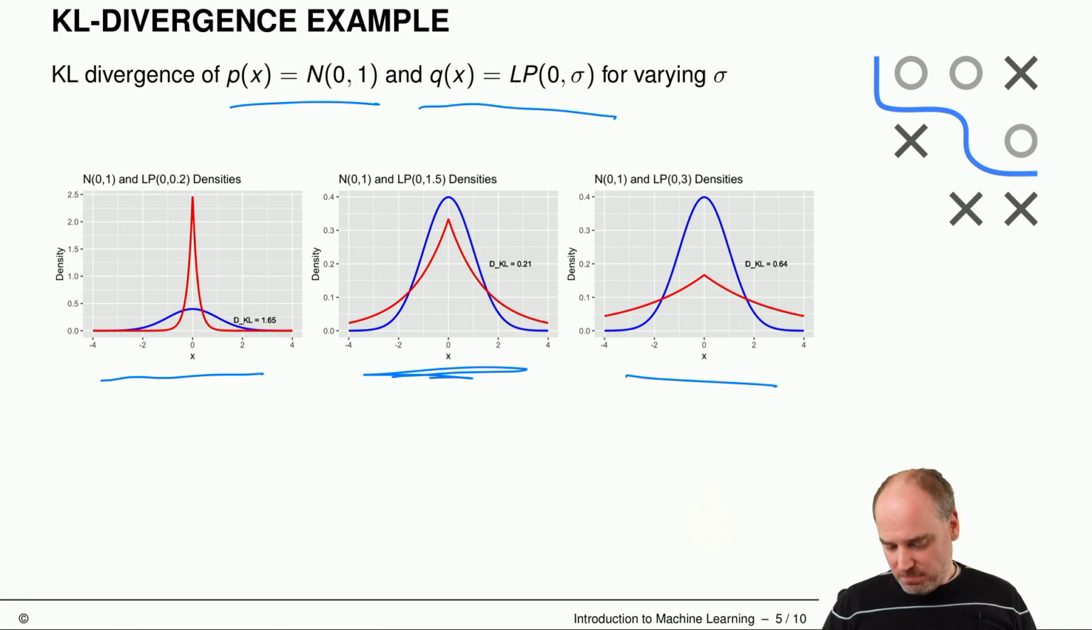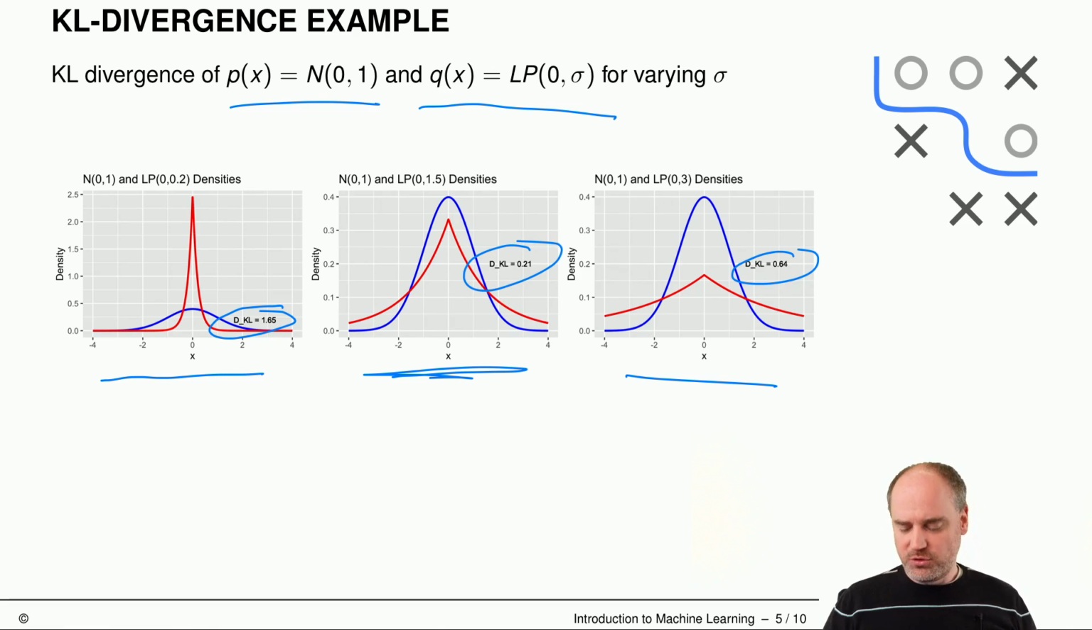And we can see here the Kullback-Leibler. So this is 1.65, this is 0.64, and this is 0.21. And you can see for the Laplace, which is the kind of best approximation, at least among these three, the Kullback-Leibler here is the smallest, and we'll see what we can do with this in a couple of minutes. Okay, let's keep it at this simple calculation for now.